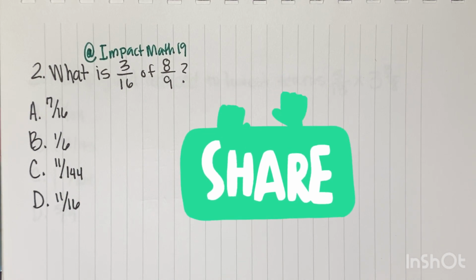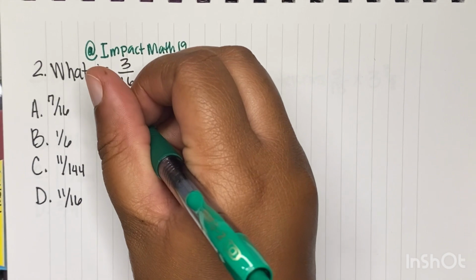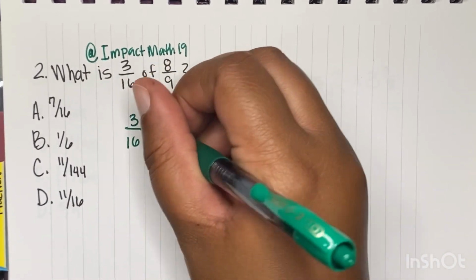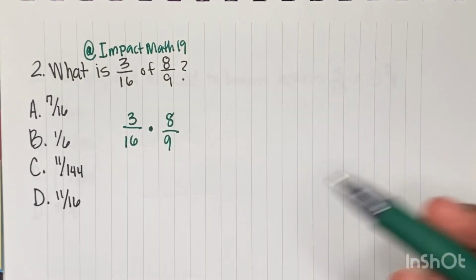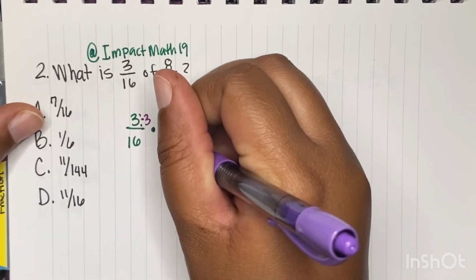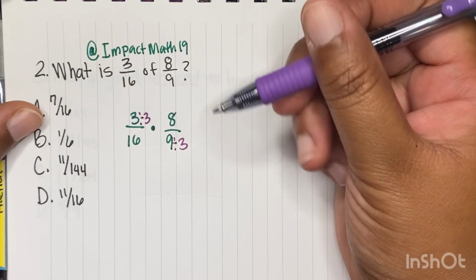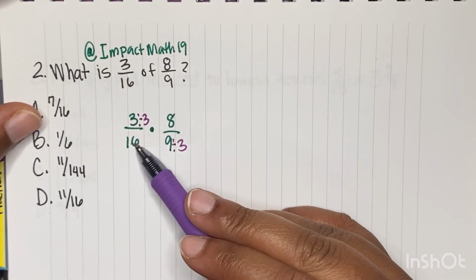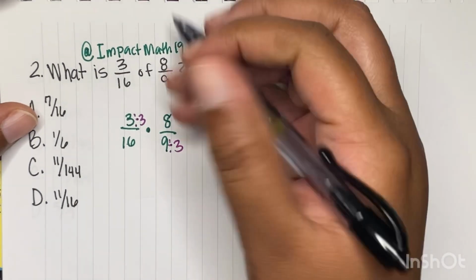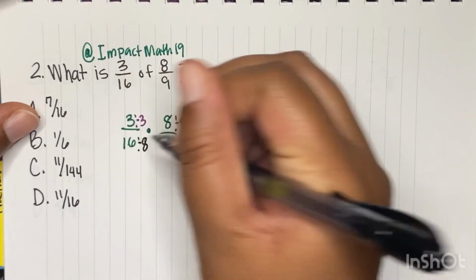Alrighty, it says, what is 3/16 of 8/9? So 3/16 of means times 8/9. Okay, so again, I'm looking to cancel out. So I can divide this by 3 and I can divide this by 3 because 3 goes into both 9 and 3. Let's look here. What can go into 16 and 8? Well, 8 can go into 8, and also 8 can go into 16.